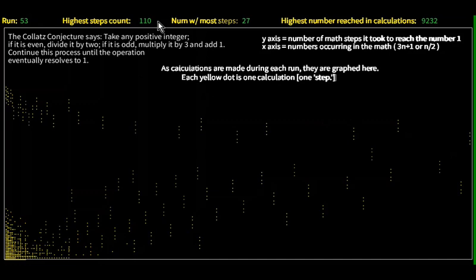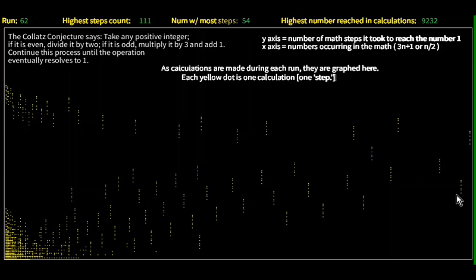And so I'm pointing out the numbers at the top that show how many runs we're on, what is the highest number of steps that it had to take to reach 1, and what specific number that it chose at random reached the maximum, reached the highest number of calculations in order to arrive then at the number 1.